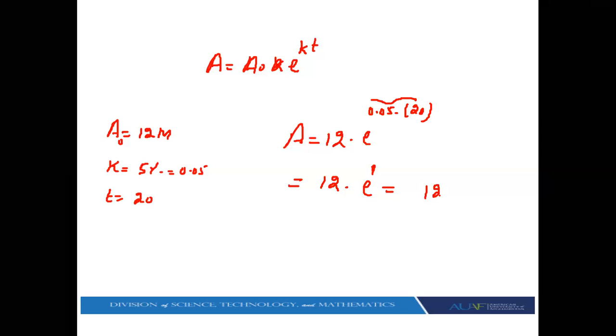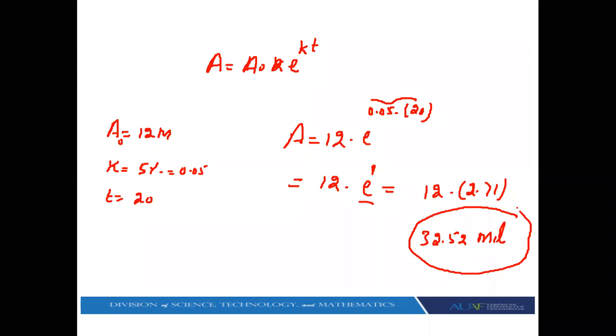So we have 12 multiply with, what is the value of e? e is equal to 2.71. You can directly multiply with e in the calculator. e multiply with 12. So equal to what? Equal to 32 point something. We have 2.71 multiply with 12 millions equal to 32.5. 32.52 millions after 20 years.